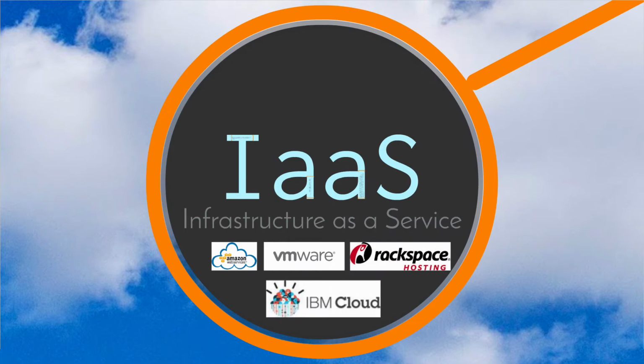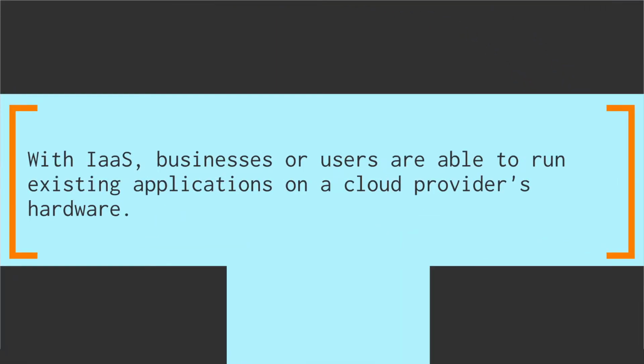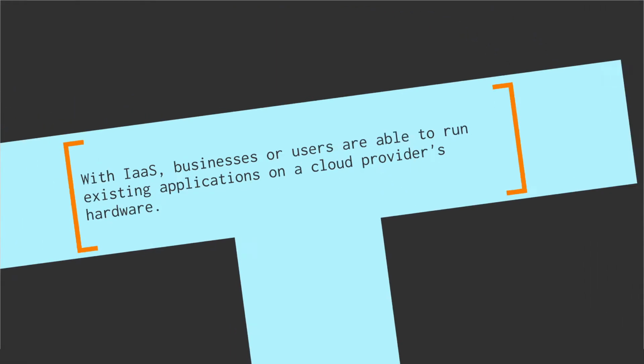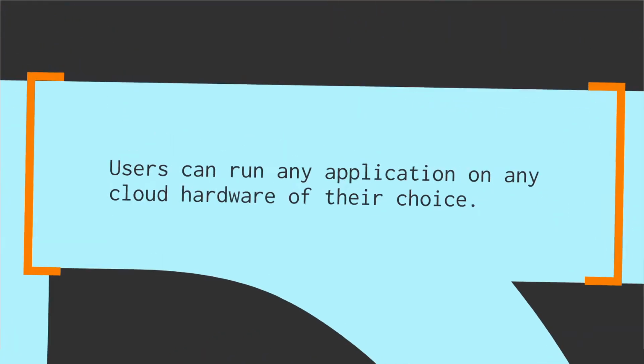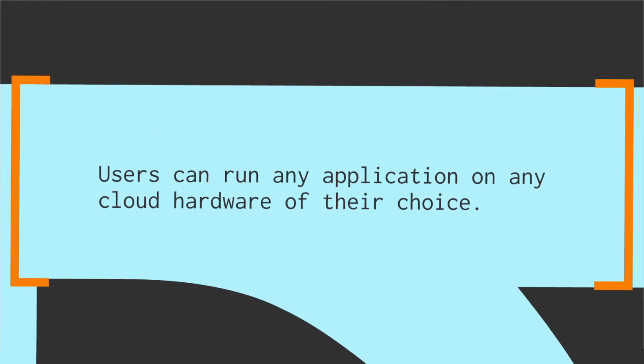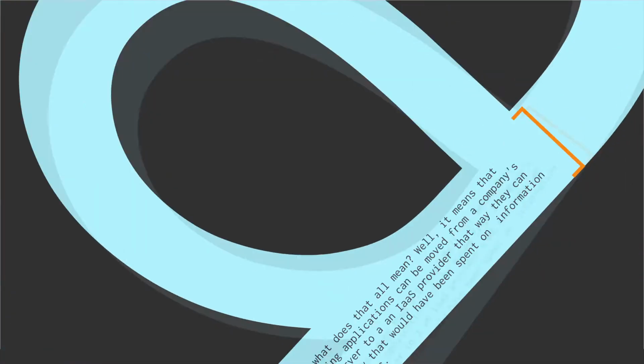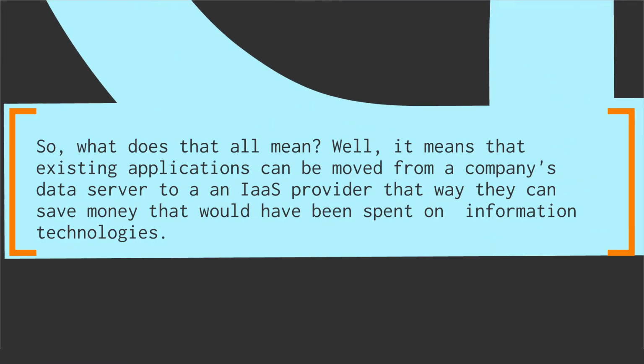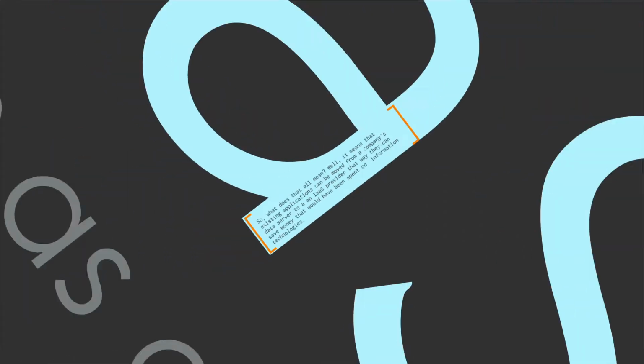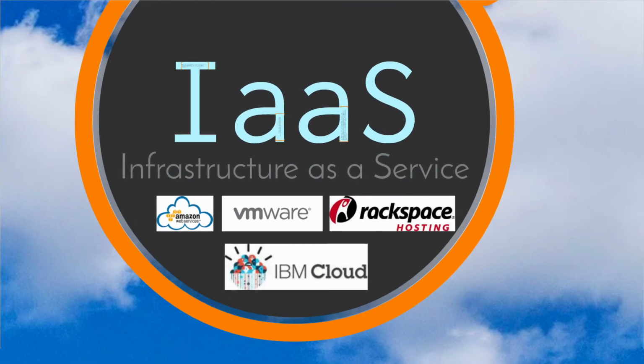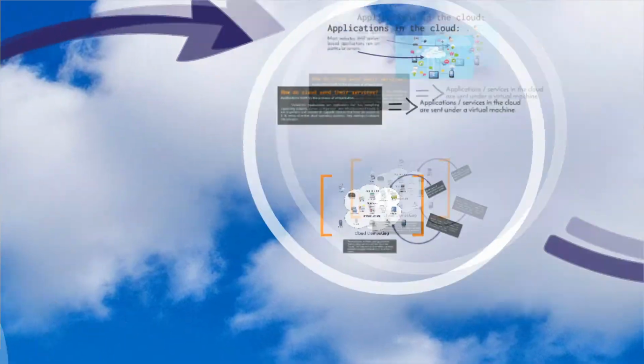Infrastructure as a service. It provides infrastructure like virtual machines and other resources as a service for the users. It basically means the company can save money by moving an existing application from a data server to the cloud. For example, Amazon Web Services, VMware, and IBM Cloud are some of the infrastructure as a service platforms.